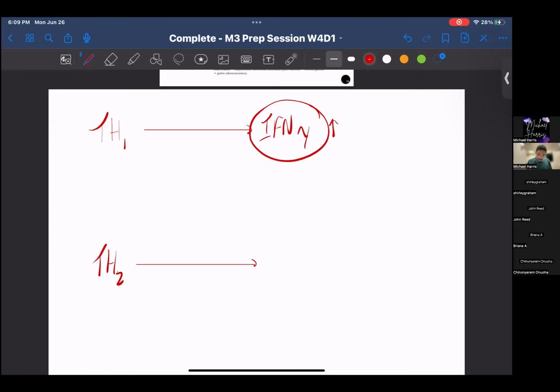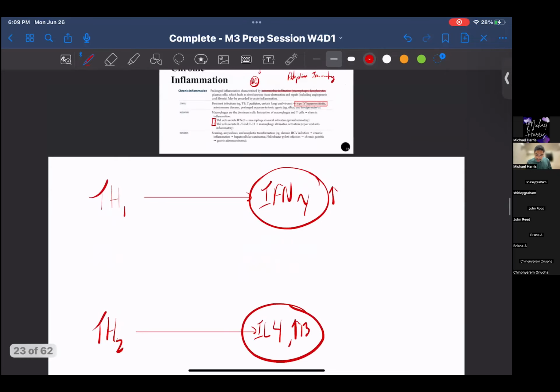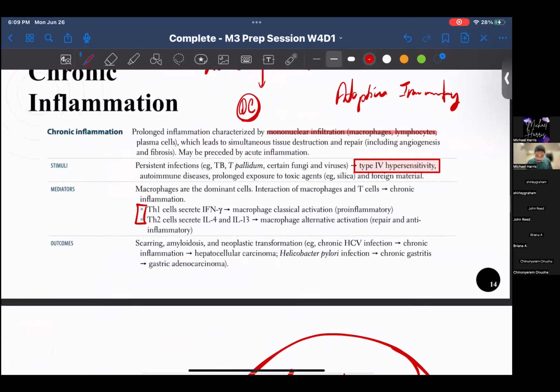Yes, 4 and 13. Perfect. So that's exactly what you're going to see interleukin wise, which we concur here. Nothing new here. Nothing new. All old coming from immuno. The only thing different now is that this presentation is always present.